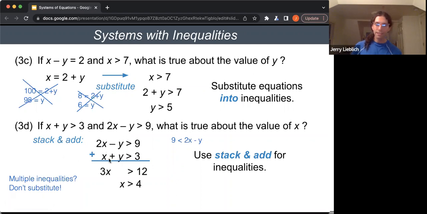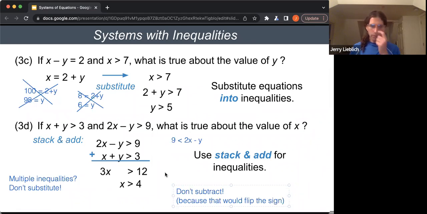I don't want to subtract, because that would flip the sign. You may recall, or maybe just learning, that if you multiply or divide an inequality by a negative number, it flips that inequality sign. We don't want to do that. We went through all that effort to line them up. So instead, we're always going to add. And in this case, doing that is going to help us solve for x completely.